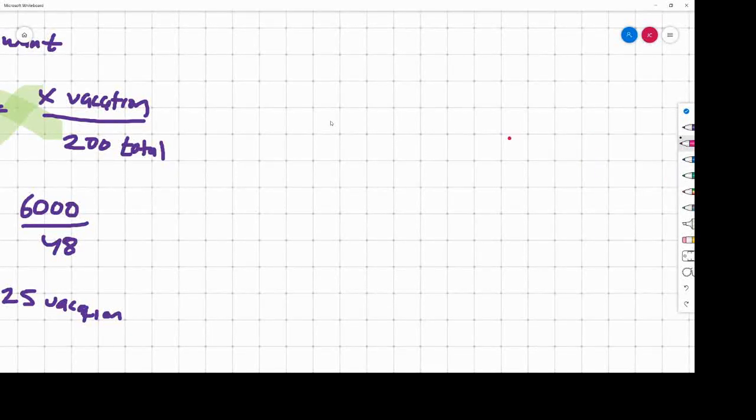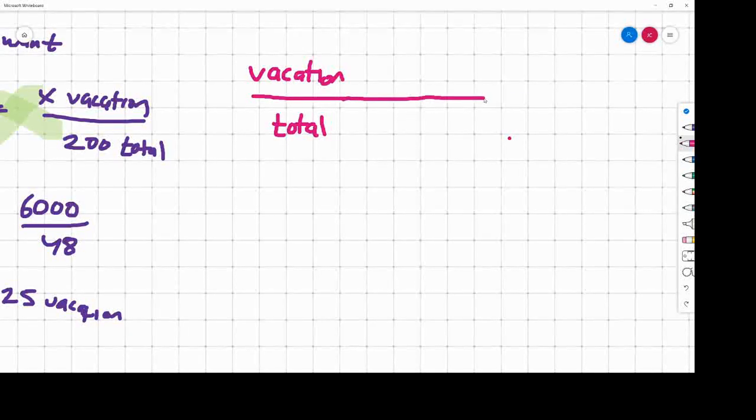So the two units we need to focus on is, first of all, the total, right? And how many are going on vacation. So let's set up a ratio table. So we have vacation and total.